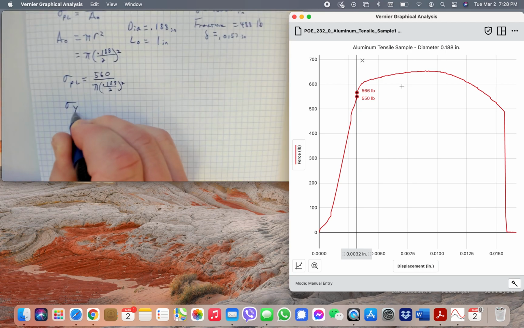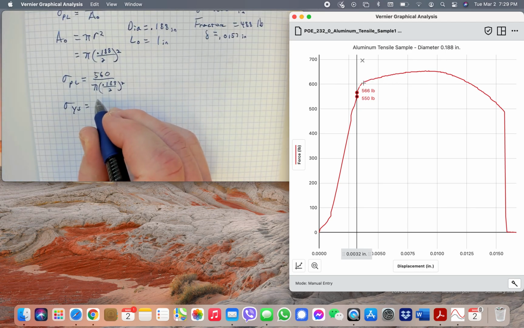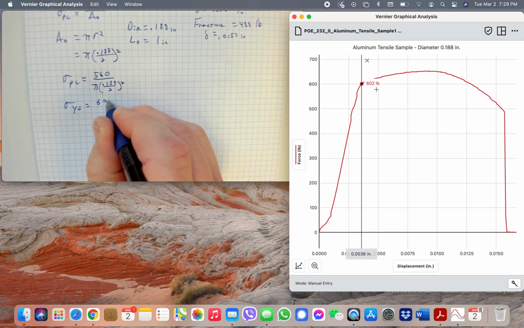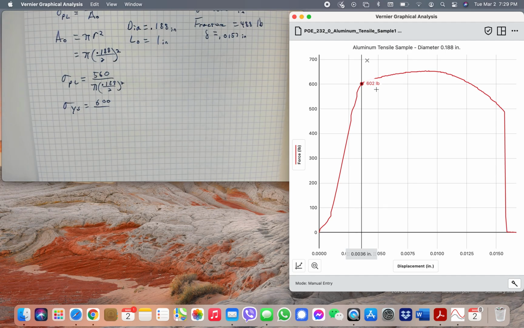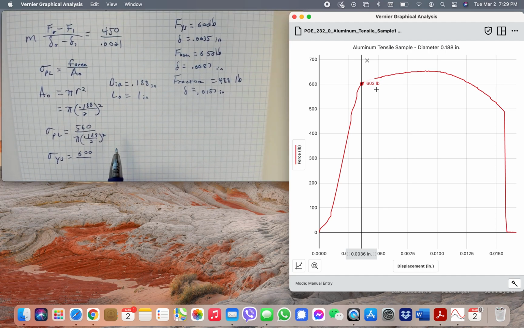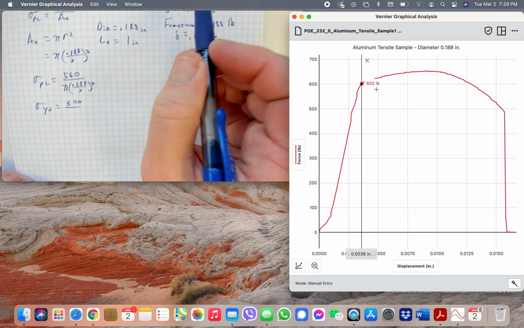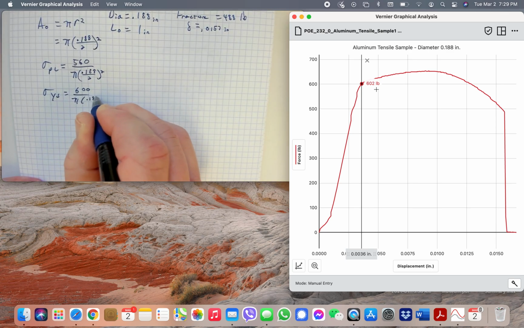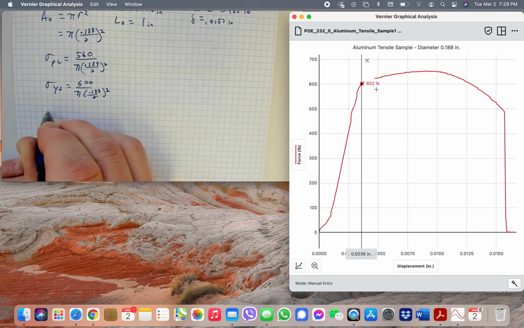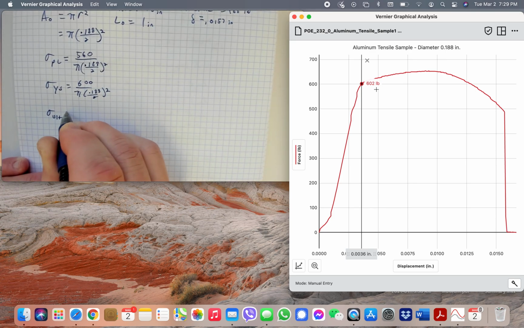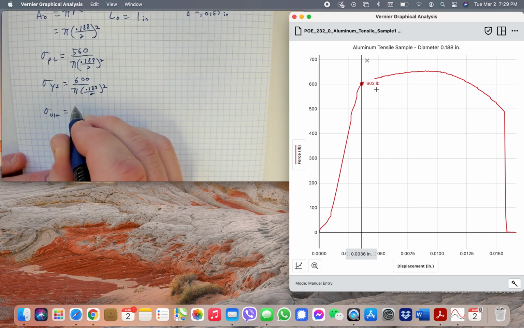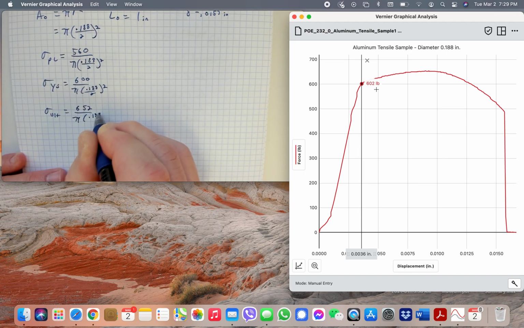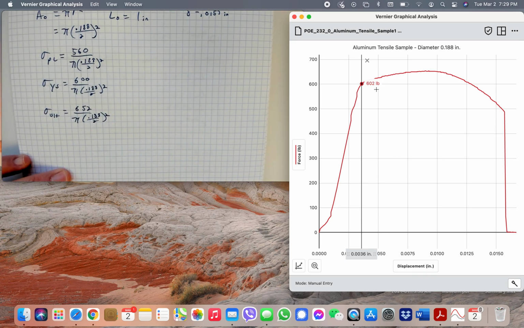Okay, for our yield strength, I'll go a little faster than in class because you can stop this. 600. Okay, I've corrected out a little 60, so 600. Okay, pi 0.188 squared over 2. And then the ultimate was around 652, pi times 0.188 over 2 squared.